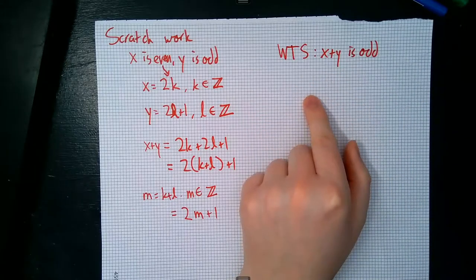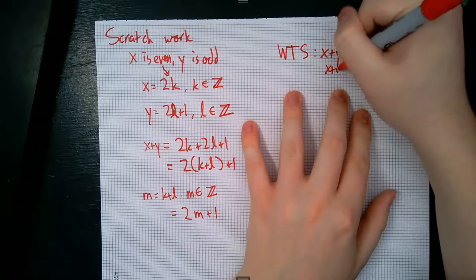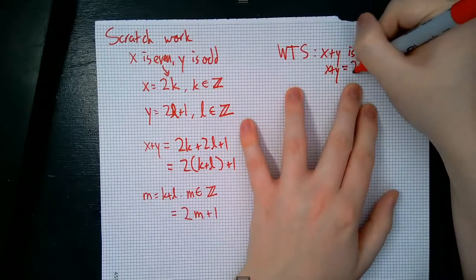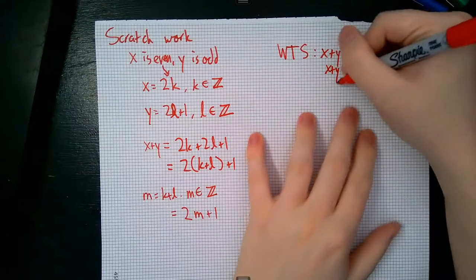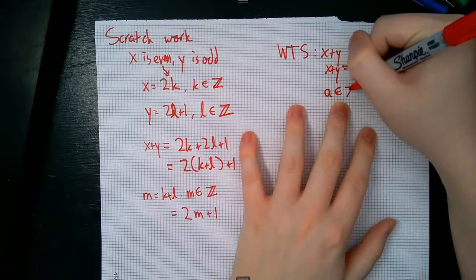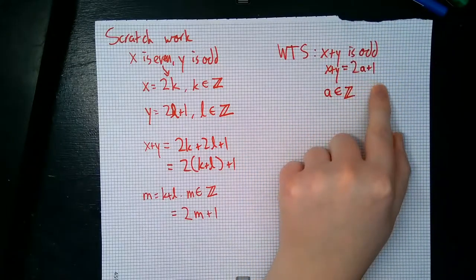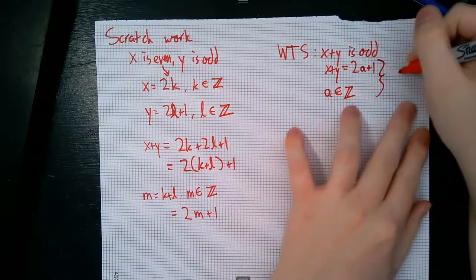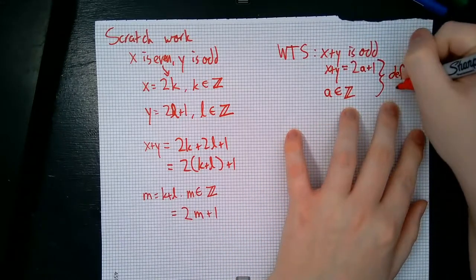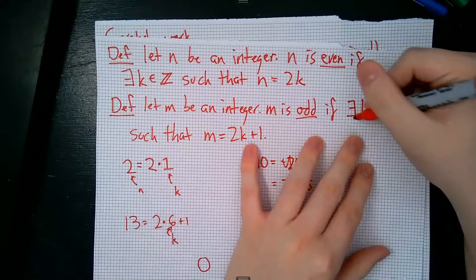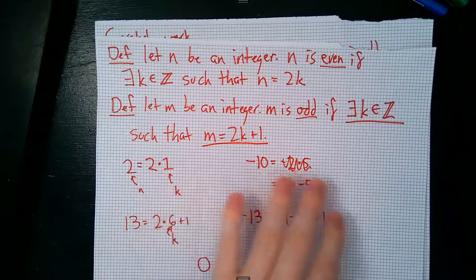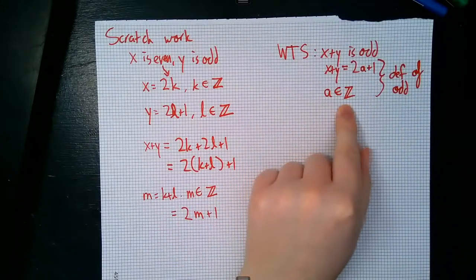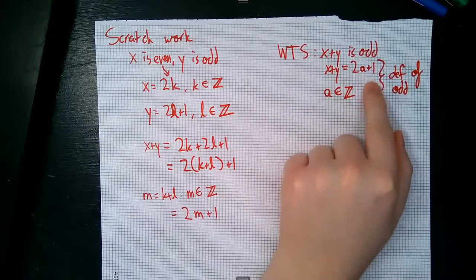In order to do that, we need to show that x plus y equals 2 times a plus 1, where a is just some integer. So that's another thing we need to show: a is an integer, and x plus y equals 2a plus 1. Both of these come from the definition of odd. Basically, just rip that from this definition right here: there exists a k in the integers such that our odd integer equals 2k plus 1. In this case, we're looking at a as an integer and x plus y equals 2a plus 1. So these are the conditions we need to meet.